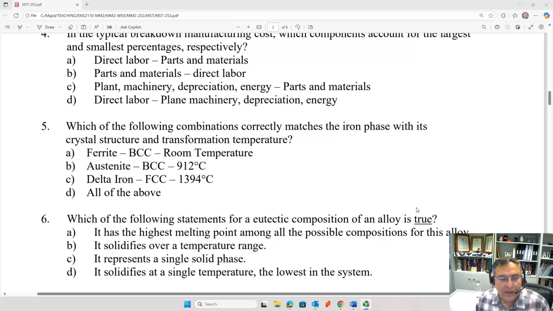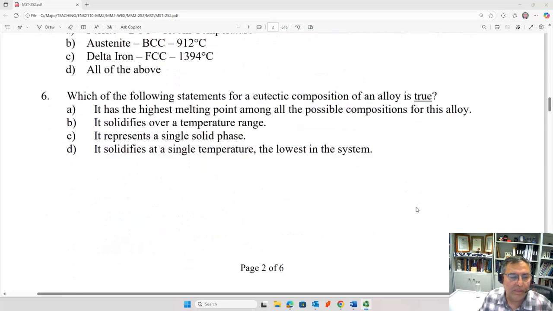In C, it says it represents a single solid phase. Well, this is also incorrect because a eutectic composition has got a lamellar structure of different phases. And D, it solidifies at a single temperature, the lowest in the system. And this is, of course, the correct answer. So D is the correct answer to this question.